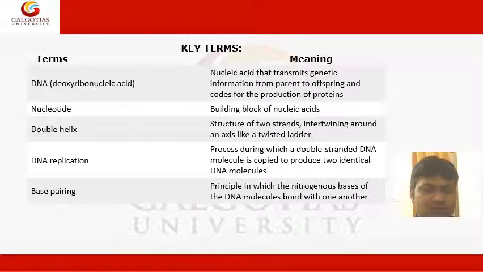Double helix means a structure of two strands intertwining around an axis like a twisted ladder. DNA replication is a process during which a double-stranded DNA molecule is copied to produce two identical DNA molecules. Base pairing is the principle in which the nitrogenous bases of the DNA molecules bond with one another.